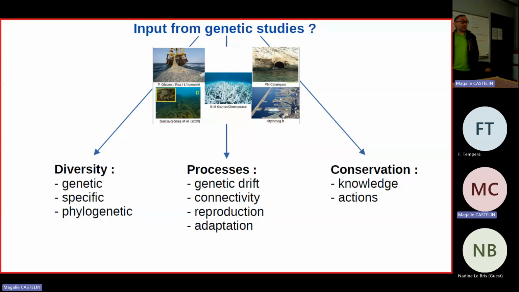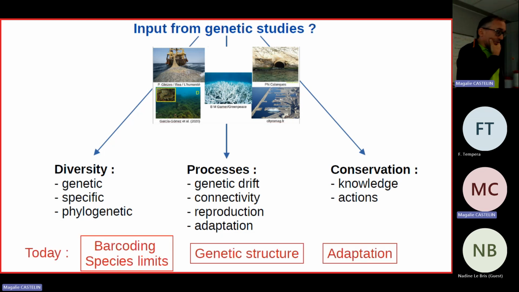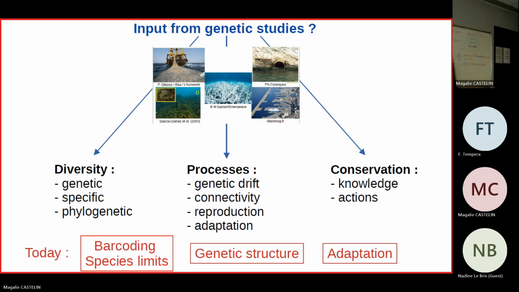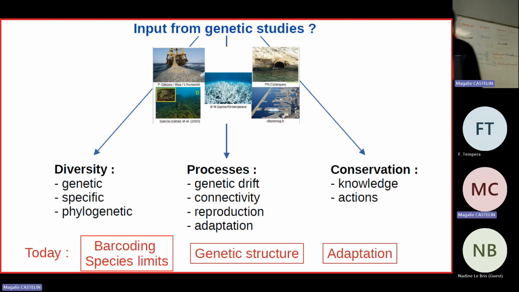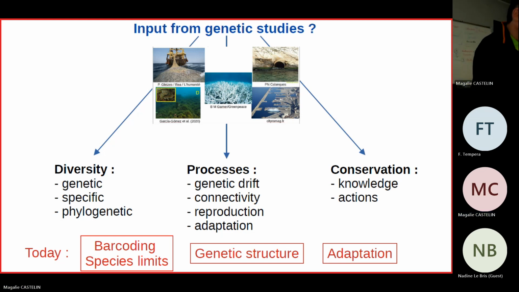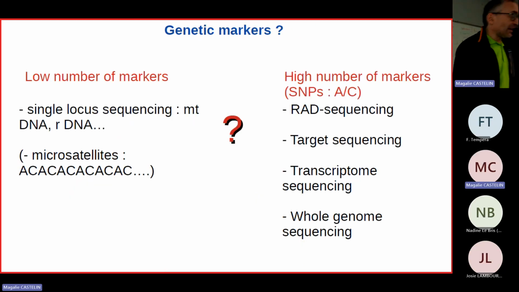And this information can be used for conservation. And we work, I won't talk about this today, but we work, for example, with the Castelin National Park about the evolution of this species. So today I will mainly talk about 3 topics, more or less developed. The use of genetic markers for barcoding of species to study species limits, the question of genetic structure, and a bit of adaptation. Very low adaptation, in fact.